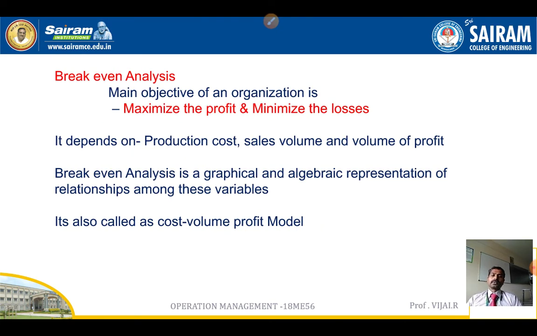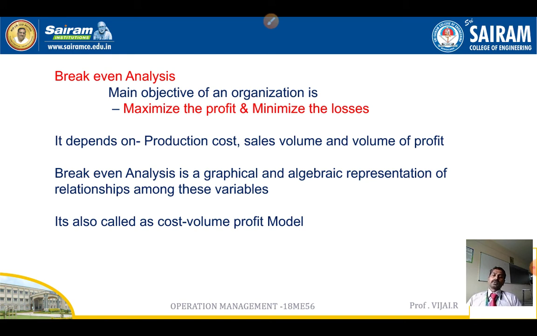So first, break-even analysis. It is a graphical representation. By keeping volume on the x-axis and some variables on the y-axis, we draw a graph. Through the graph we come to know what the profit is, where the profit starts, and which is the point where there is no loss at all. This is helpful for maximizing profit and minimizing losses.